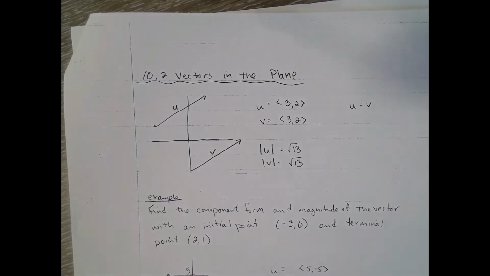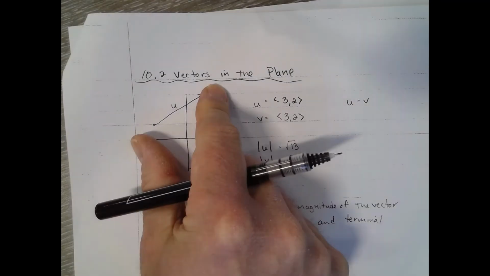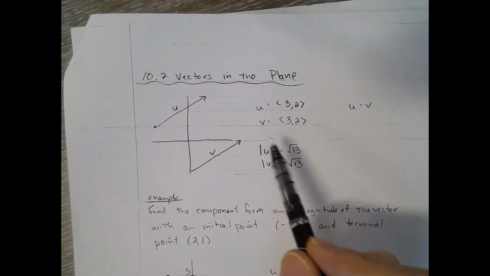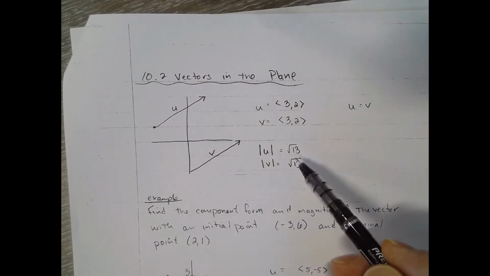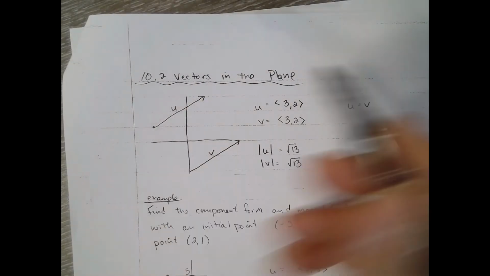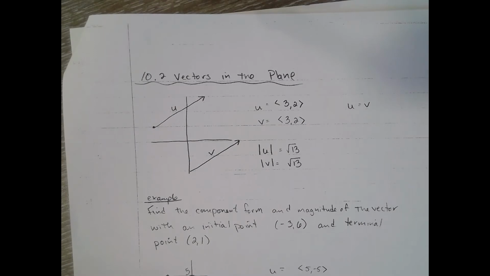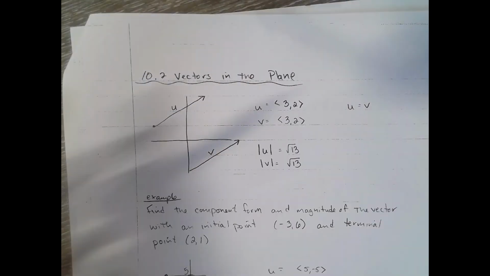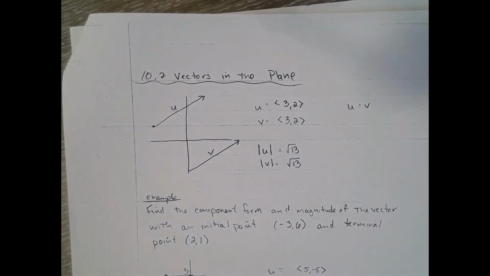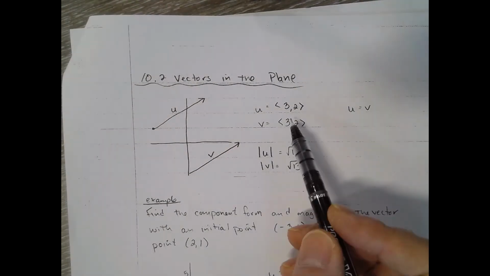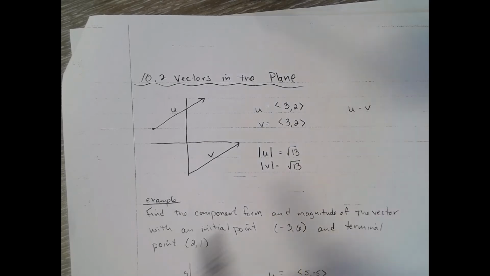Vectors do not have position. As long as you keep the same orientation, you can slide them around. The length represents the magnitude. If u was twice as long, it would be twice as powerful a force. If it represented wind speed, it would be square root of 13 miles per hour. If it was twice as long, it would be twice the wind speed. Why square root of 13? Just because of the Pythagorean theorem: 3 squared plus 2 squared.